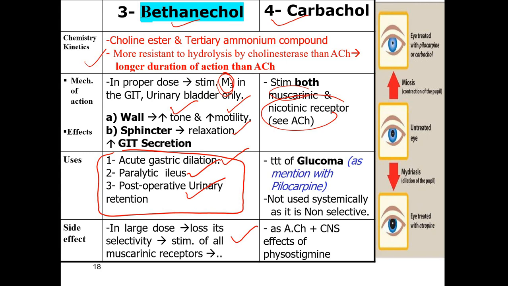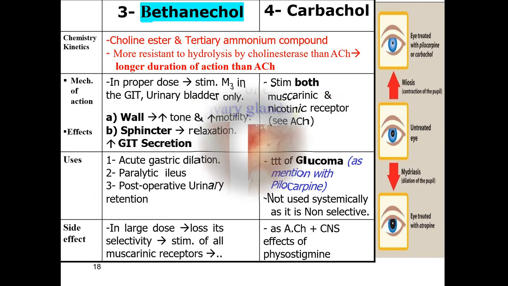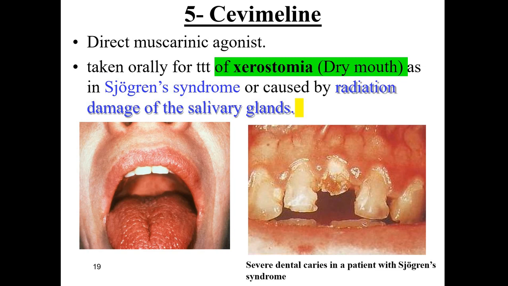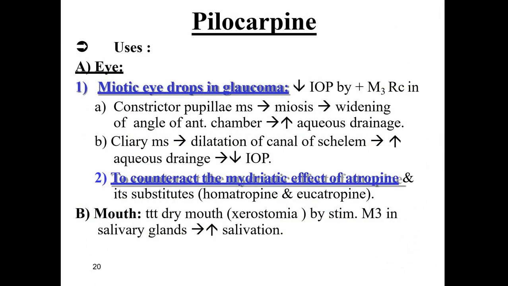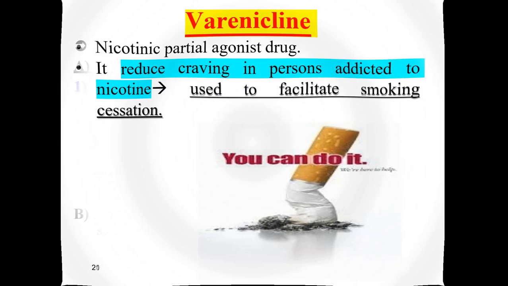Carbachol is used in the treatment of glaucoma. It is not used systemically as it is non-selective; it may affect other organs as well. Next is cevimeline, a directly acting muscarinic agonist, usually used in the treatment of xerostomia, associated with dry mouth and dental caries. Pilocarpine decreases the intraocular pressure by stimulation of the M3 receptors, and xerostomia is also treated. This is what we discussed.